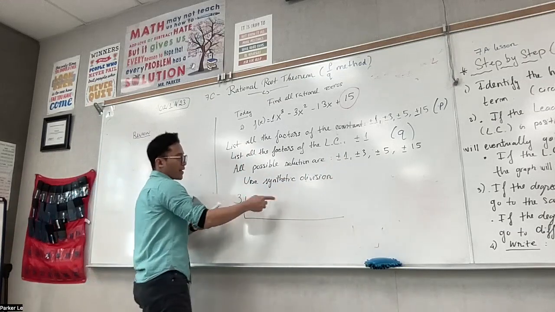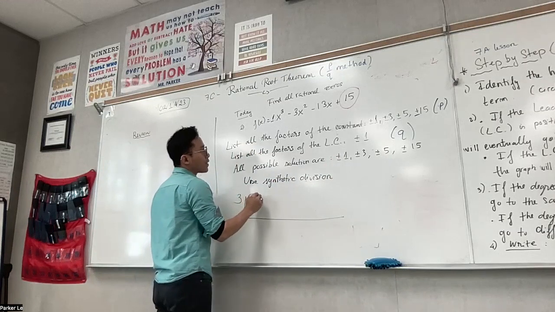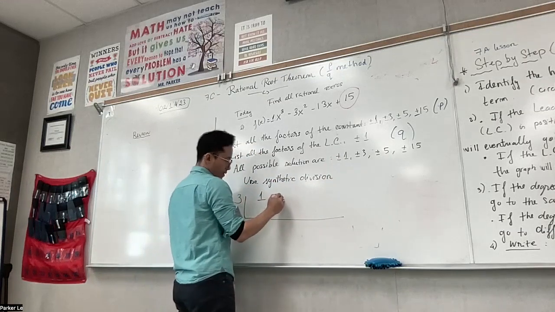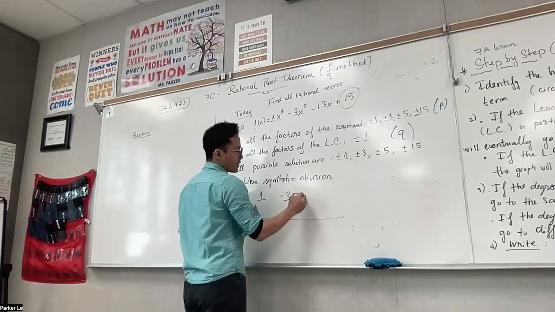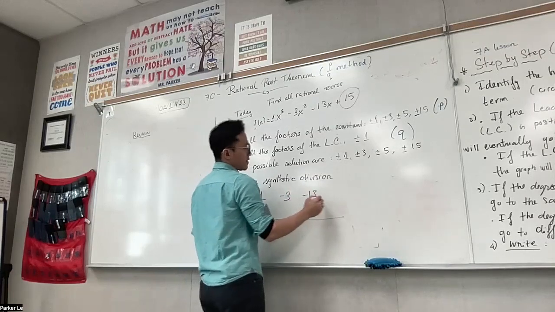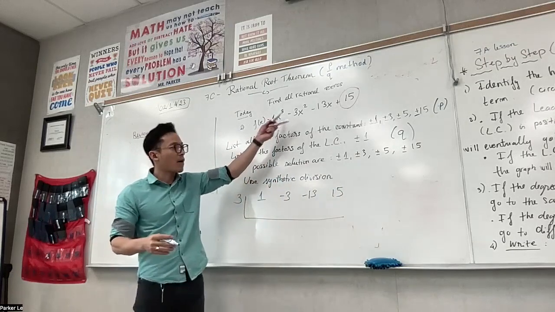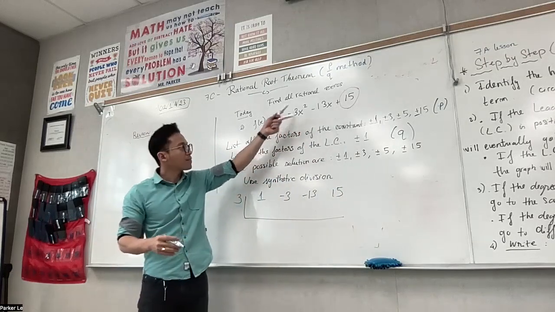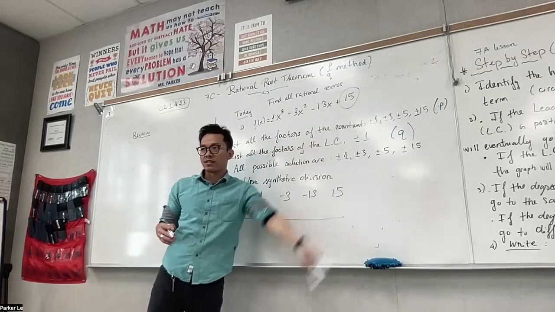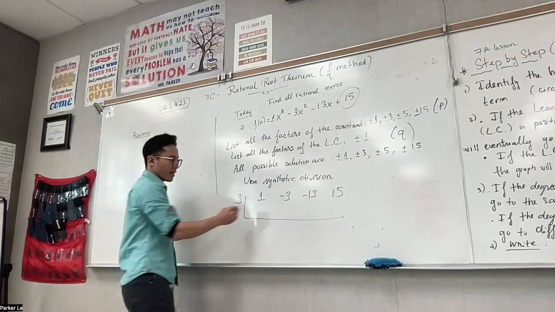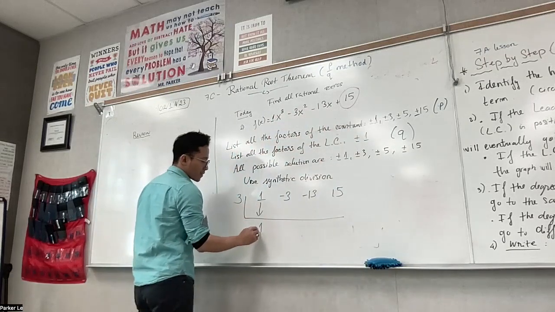Now, what number I want to put right here for the synthetic? 1, negative 3, negative 13, 15. I don't need to fill in any 0 because all the powers are here. It's cube, square, 1, and constant. So I don't need to fill in any 0. Okay. Drop down the 1.